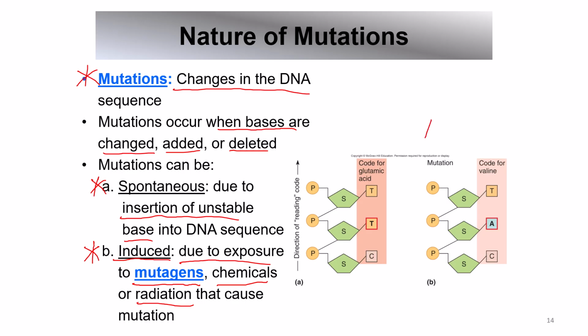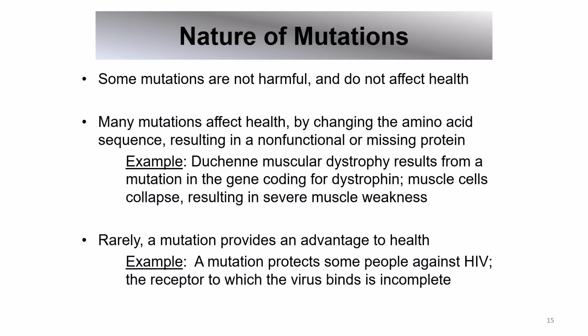So if you look on the picture here, on the DNA, it should be TTC, but here that second base got changed to A. And so that's a mutation. So no longer is the amino acid for that codon glutamic acid, but now it gets changed to valine. Some mutations are not harmful. Some mutations might be good.